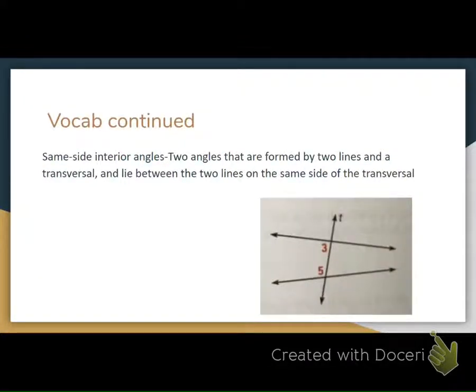And our last vocab word here is same side interior. Two angles that are formed by two lines and a transversal but lie between the two lines on the same side. So same side interior, once again, they're on the inside of our two lines, but on the same side. Same part over here, these should be same side interior.